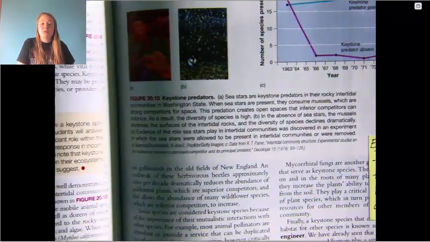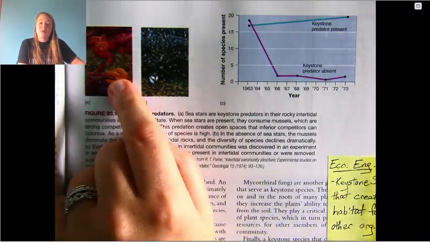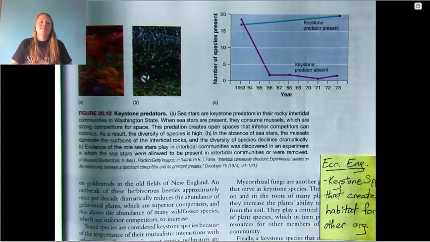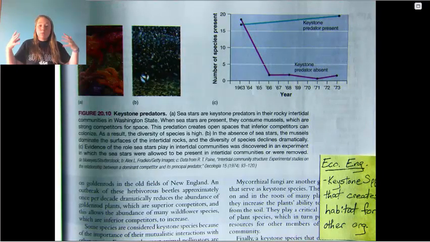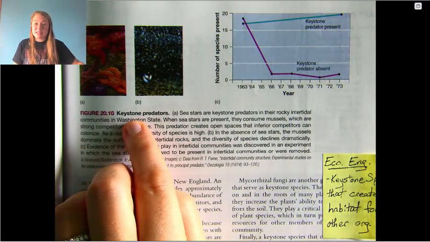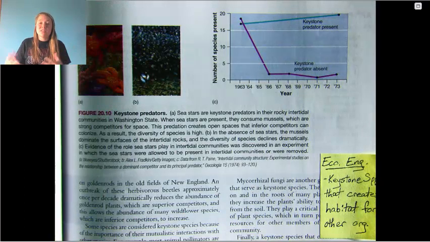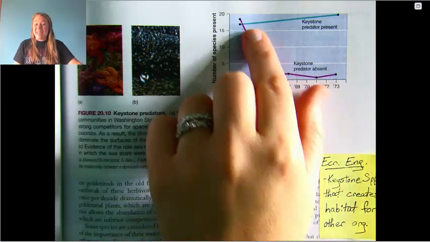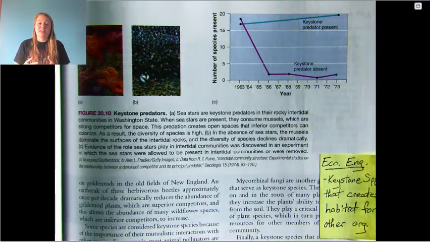Keystone species can also be predators. The example in the text is sea stars preying upon organisms like mussels in intertidal communities. They could also be wolves as a keystone species, preying upon elk and deer, trying to keep those populations in balance. What we're finding is oftentimes these keystone predators, when they are present, the overall biodiversity, so the overall variety of species present, is much, much higher when we have the keystone predator than when they're gone. So that's really important to understand.